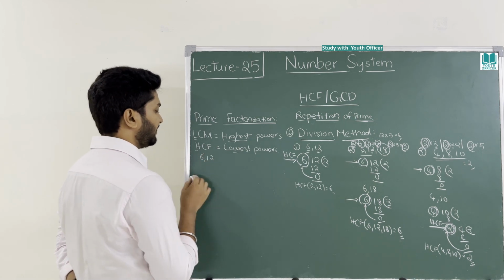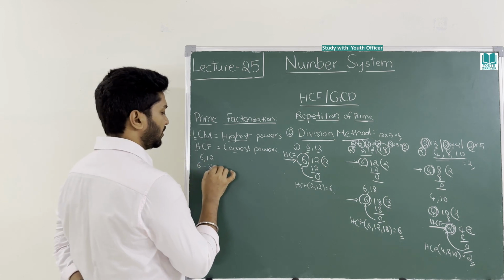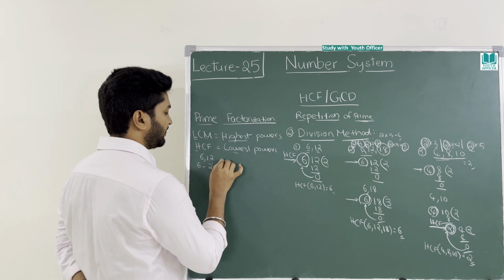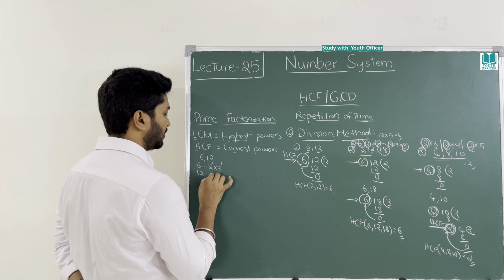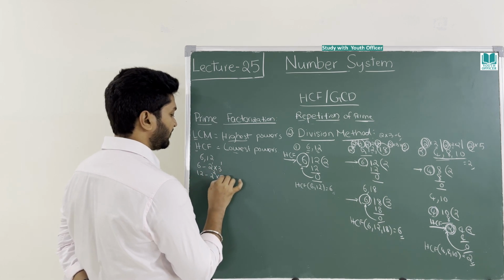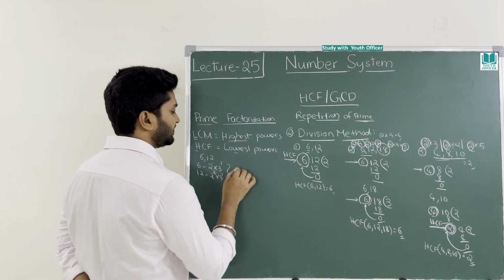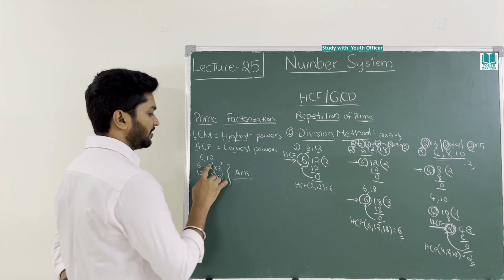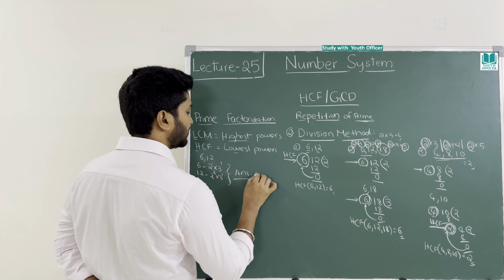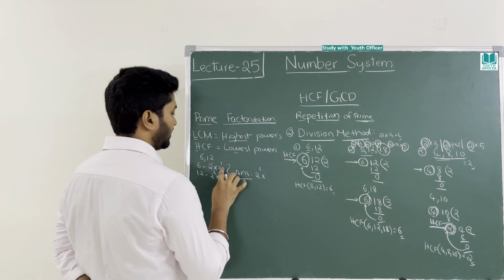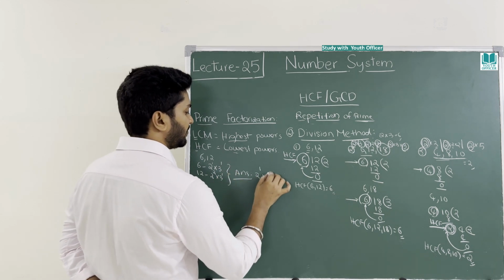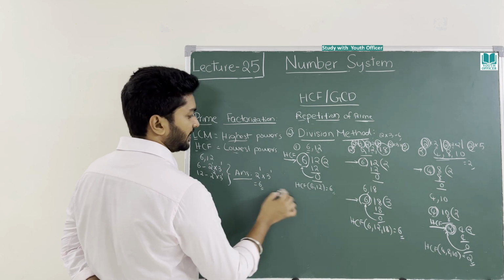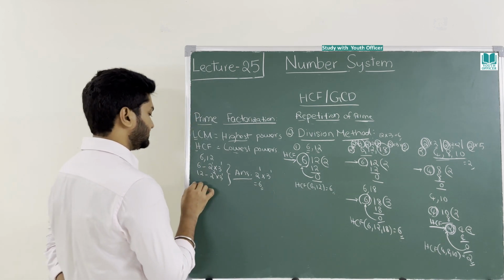6 comma 12, you have to find. How will you write 6? 2 power 1 into 3 power 1. How do you write 12? 2 square into 3 power 1. The answer will be, you have to take the smallest power. 2 power 1, 2 power 2, which is the smallest power? 2 power 1 into 3 power 1, 3 power 1 only. The answer will be 6. Did you get 6 here? Yes. We will take the second example now.